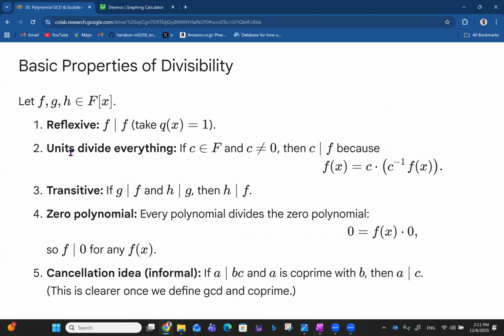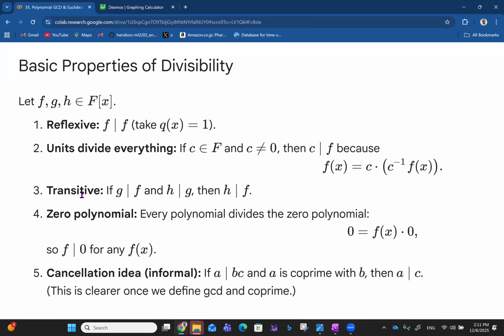Another property is that units divide everything. If C belongs to F and C is not equal to 0, then C always divides f because f of x is equal to C times C inverse times f of x. Because we have said already that for any non-zero constant we take in F, its inverse is also there. So the inverse can cancel out the original thing and then we have our f of x back. So units divide everything for sure.